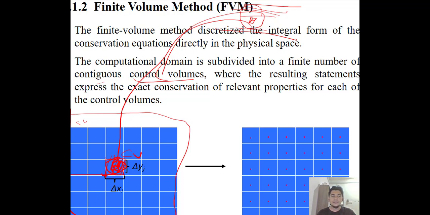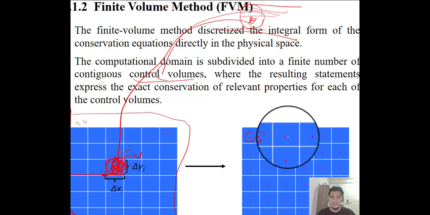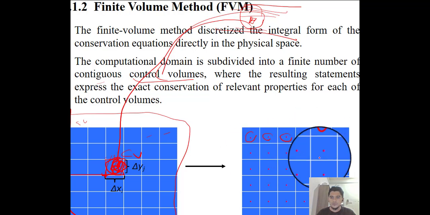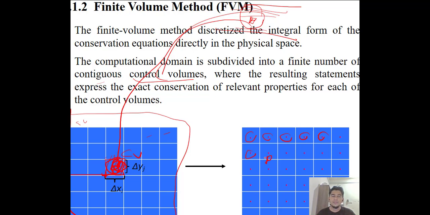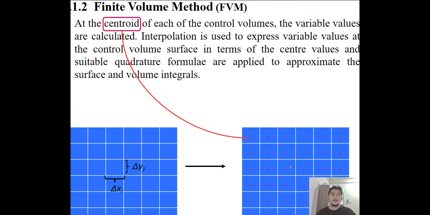Before that, we want to make sure about the finite volume method. We divide the geometry into elements. We want to know exactly what happens at the middle. So you can put everything down. You can see this is usually called P, the point, or nodal point, or point of the control volume under investigation. So at the centroid, the middle of each control volume, the variable values are calculated.